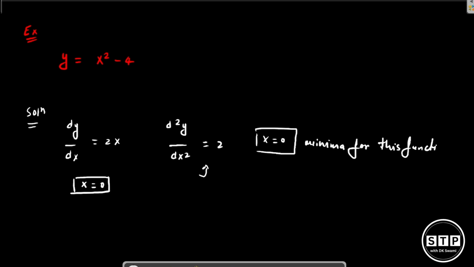Like this you can identify: the first step is to differentiate, and the second step is to substitute that value into the double differentiation and check the sign.